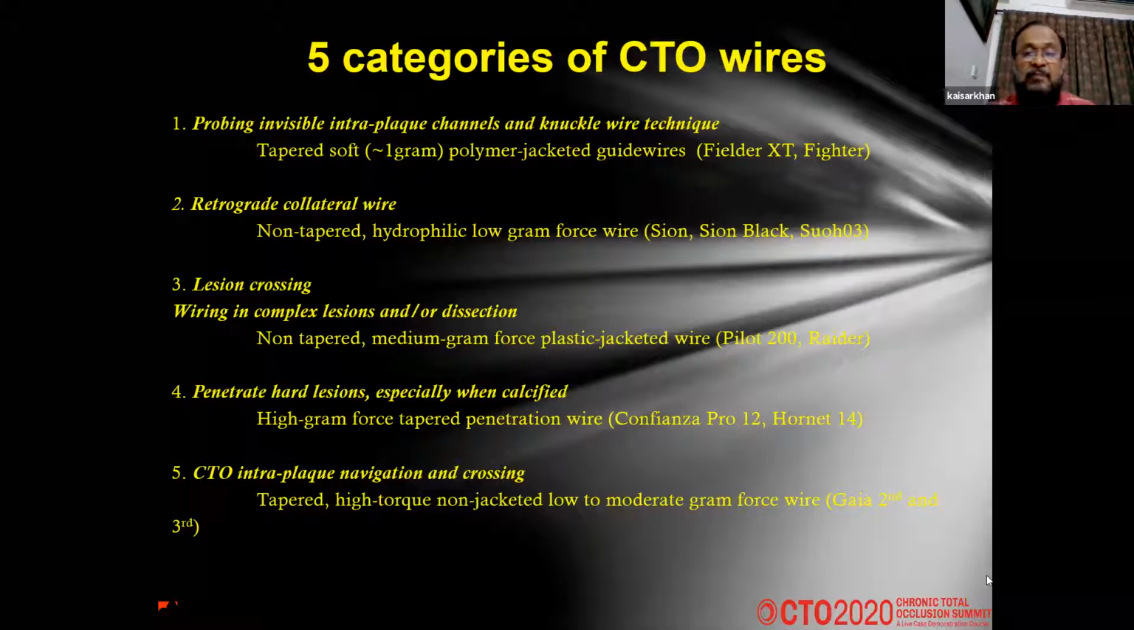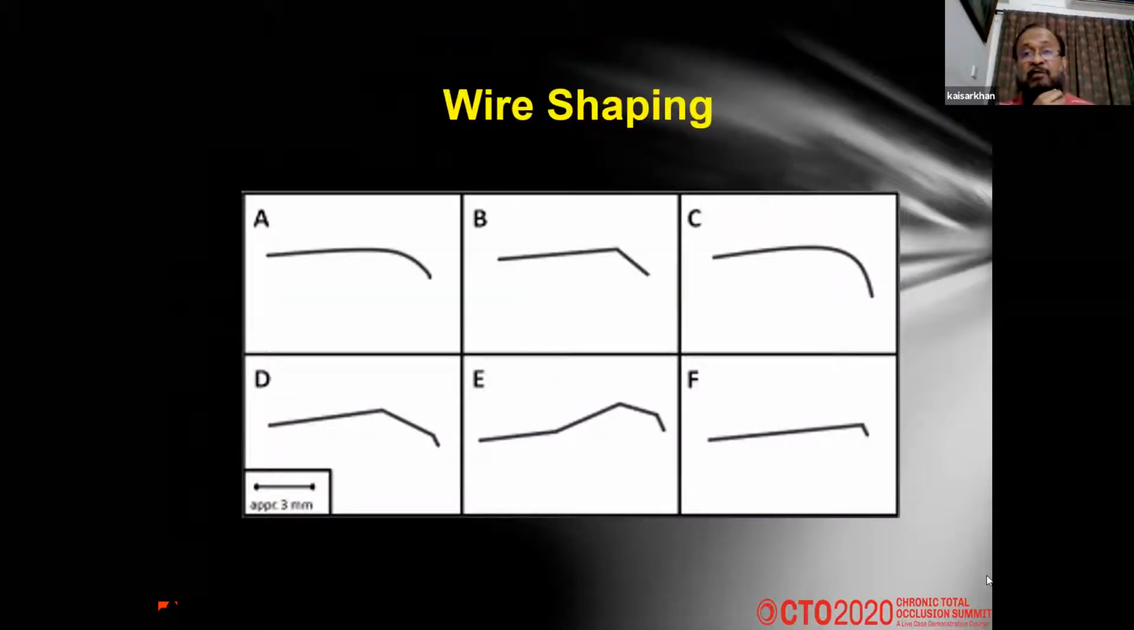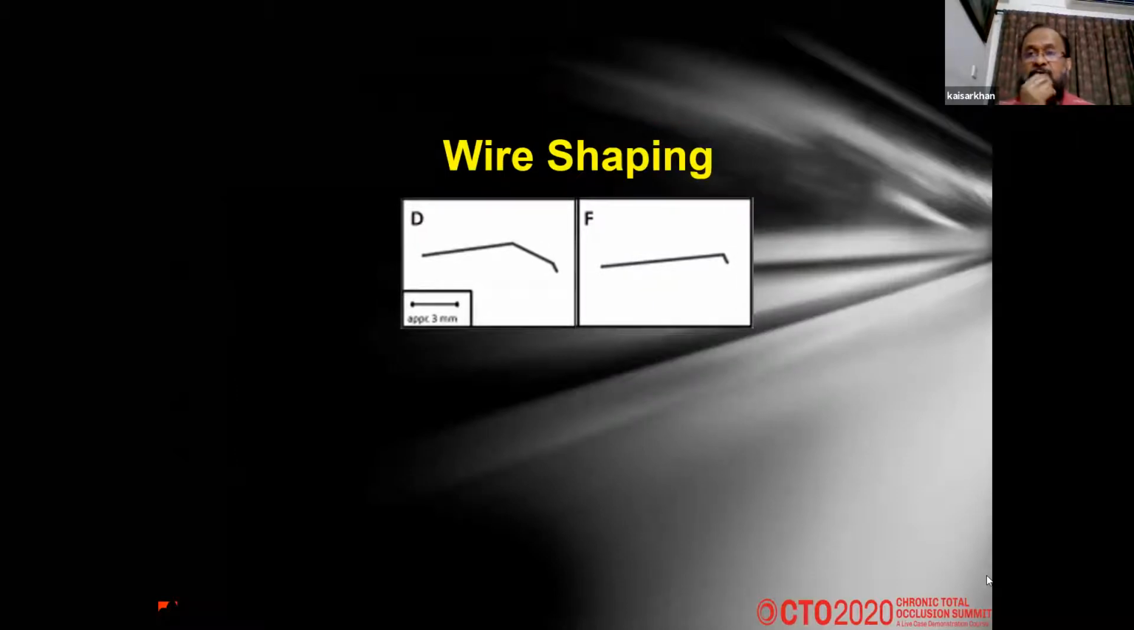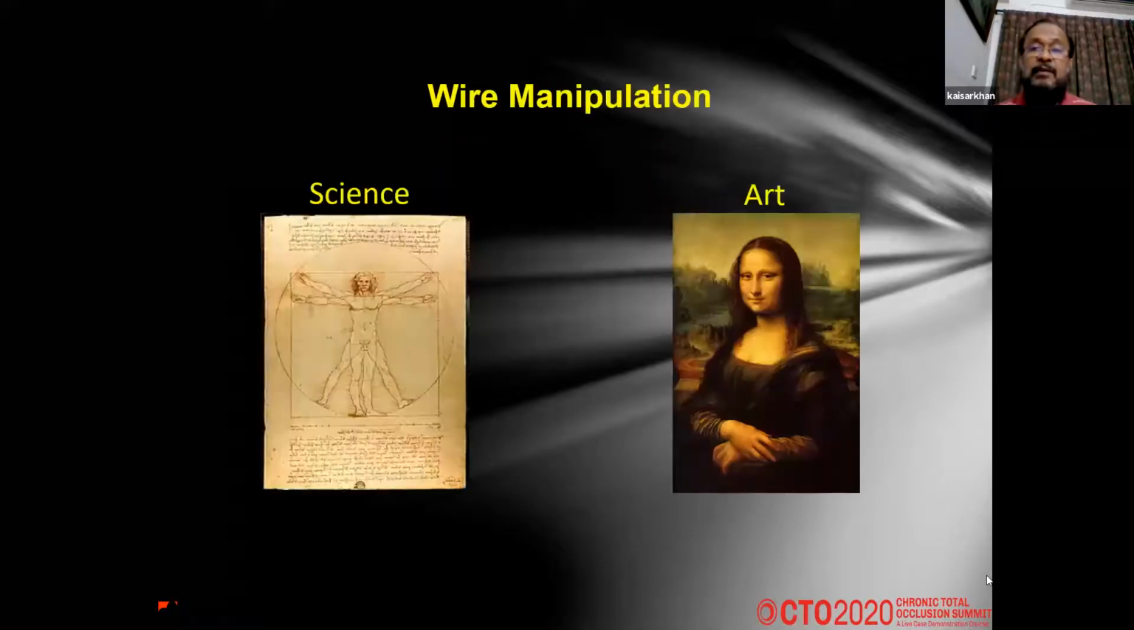And CTO intraplug navigation. If you know the direction of the CTO, then use Gaia Second, Gaia Third. Gaia Next is coming. And shaping of the wire, the right shaping for the CTO wires is only these two. Give a small bend if you want to puncture with the wire, and give 2 bends. One bend 1 to 2 millimeter away from the tip, another bend 3 to 4 millimeter away from the tip. So one is around 30 to 50 degree, another is almost 60 degree.